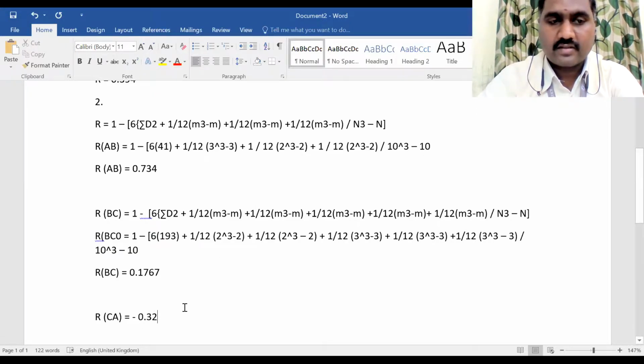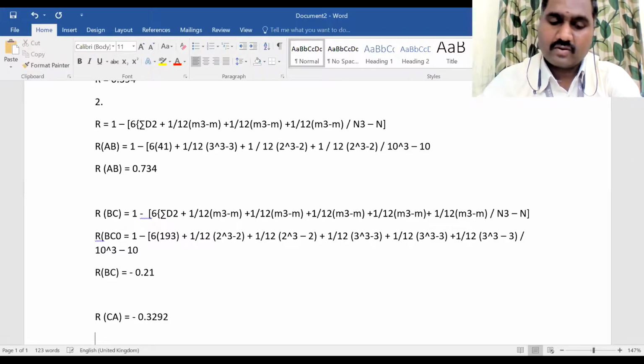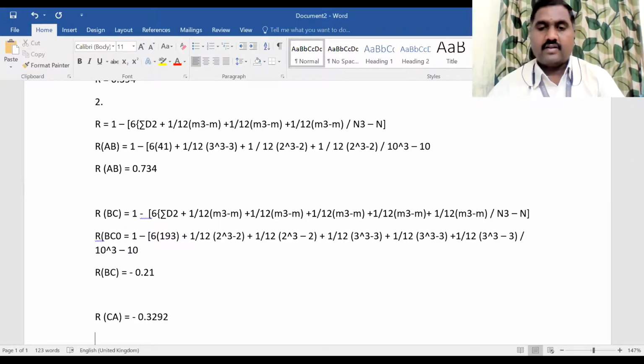Which one? Third one, BC. Second. Minus 0.21. Okay. And for the third and the first judges, the R value is minus 0.36. Okay, fine. Okay, guys, I think it's already time up.